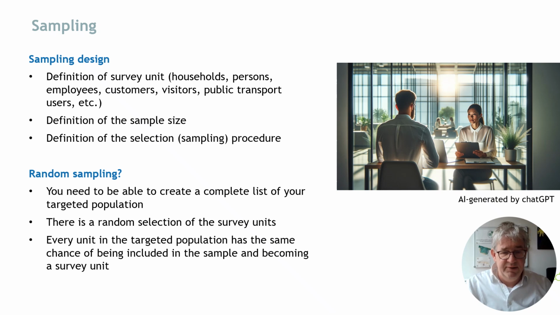And for this, statistics usually recommends random sampling. So you need for this a whole list of the targeted population you want to survey. This is maybe the first thing that can exclude the option of random sampling for yourself. Then there is a random selection based on this complete list for the survey unit, and every unit should have the same chance of being included in the sample based on this list. So you usually choose a certain number for the sample at random.